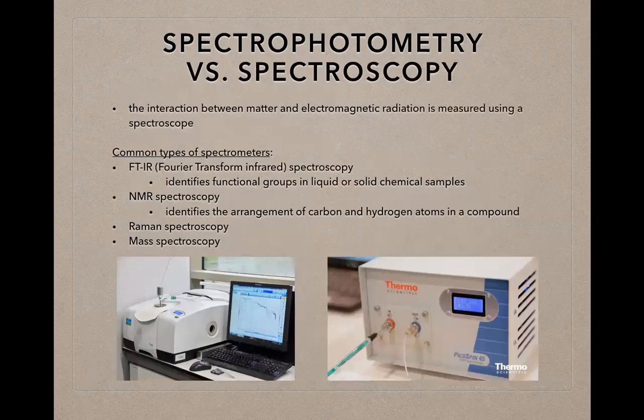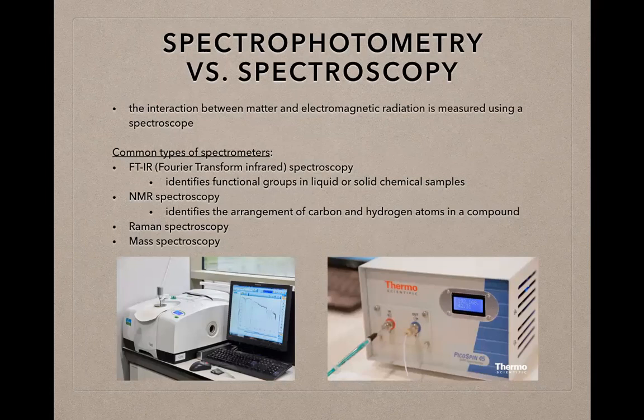Spectrophotometry versus spectroscopy. So recall that spectrophotometry encompasses many different instruments which can allow you to measure absorbance or the amount of light which passes through a substance. Spectroscopy, on the other hand, will allow you to measure the interaction between matter and electromagnetic radiation. There are several different types of spectrometers, which are different from spectrophotometers.